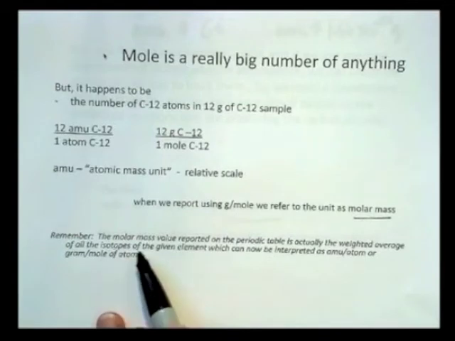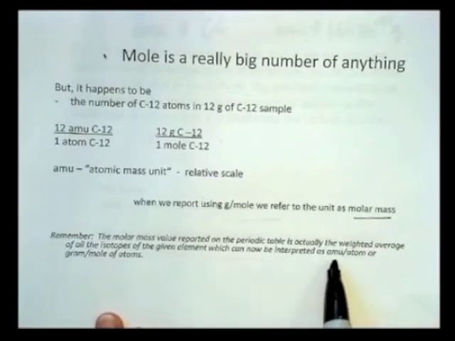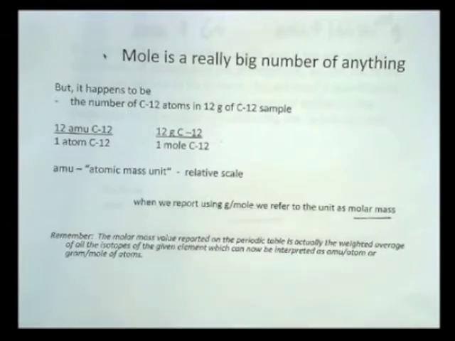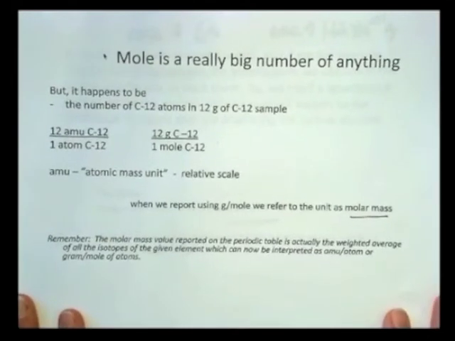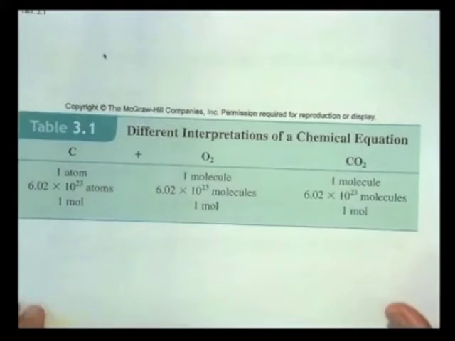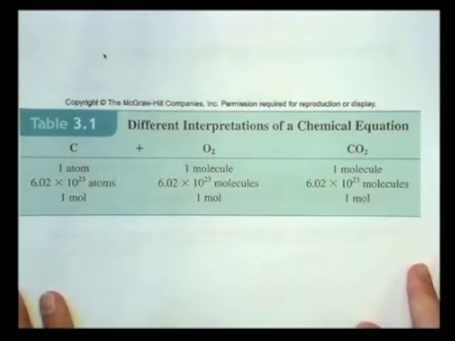All right, so just always remember that the molar mass value reported on the periodic table is actually the weighted average of all the isotopes of a given element, which can now be interpreted as atomic mass units per atom or grams per mole, since we have this very special number called the mole. So we'll be coming back to the mole many times throughout the rest of the year. I just want to take a minute to remind you of the significance of the mole and the value of the mole.